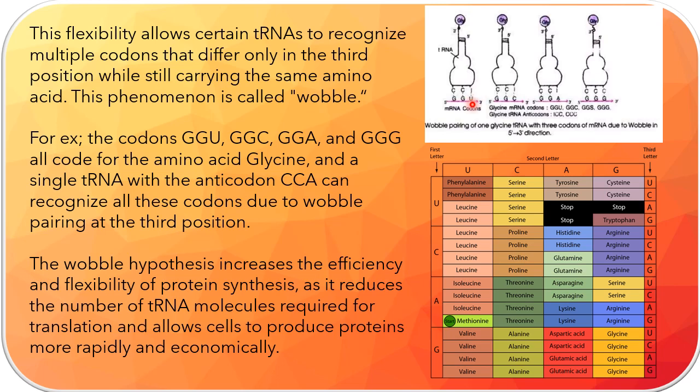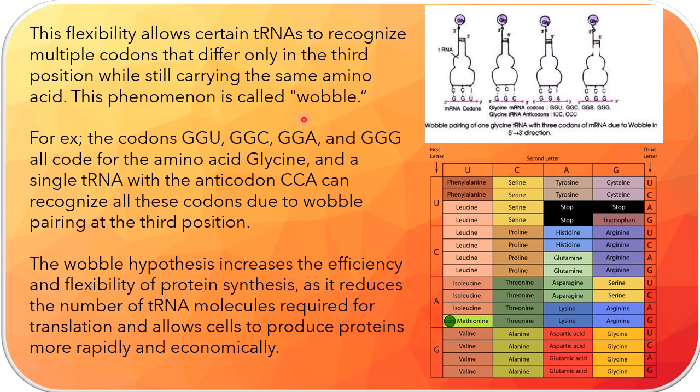Okay, so remember that. I don't know if you have this in your syllabus or not, but if you have, then you will study this in detail. I'm just referring here that in some tRNA you will find that the anticodon has I, that stands for inosine. Now this flexibility of the third base of the codon and the first base of the anticodon in base pairing allows certain tRNA to recognize multiple codons that differ only in the third position while still carrying the same amino acid. This phenomenon is known as wobble.